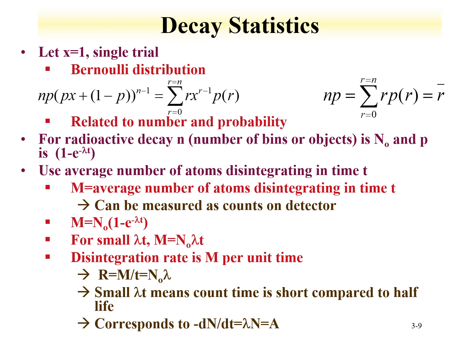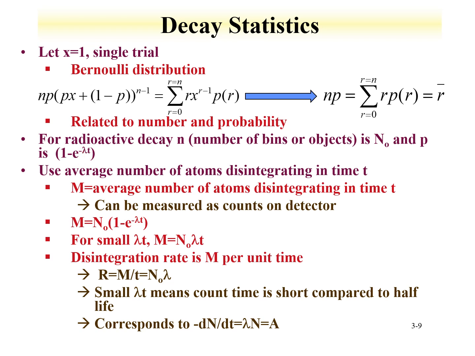Using the equation from the previous page, we set x equal to 1, which is for a single trial. This is really the Bernoulli distribution, which you may have seen in previous courses. The equation then becomes this, where again our average disintegration winds up being a function of number and probability. For radioactive decay, the number, the n, number of bins or objects, is the initial amount, and p, this probability, is 1 minus e to the minus lambda t.